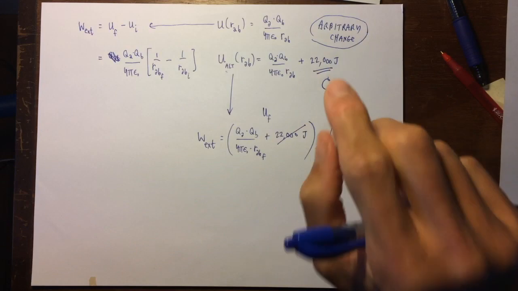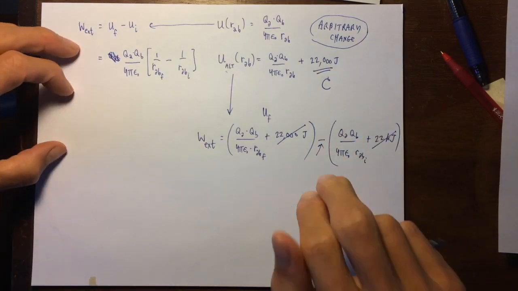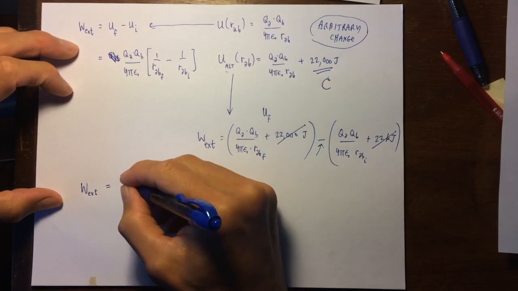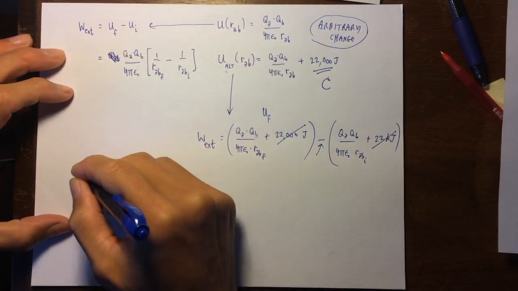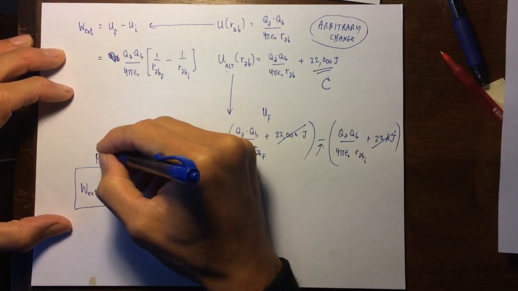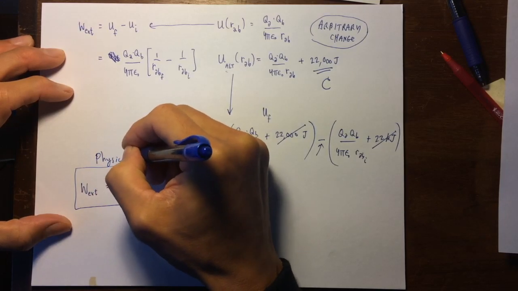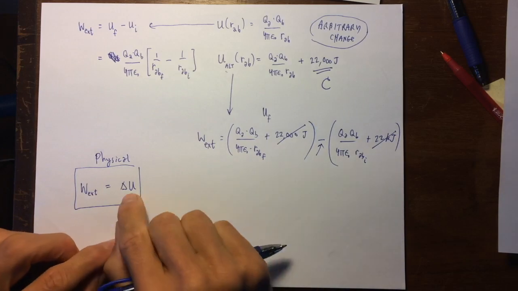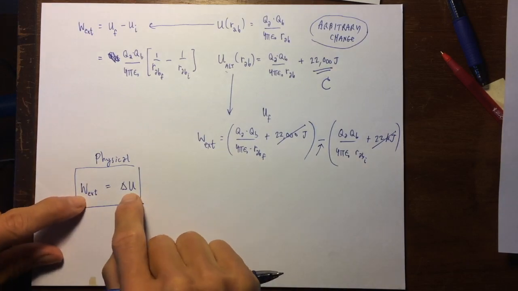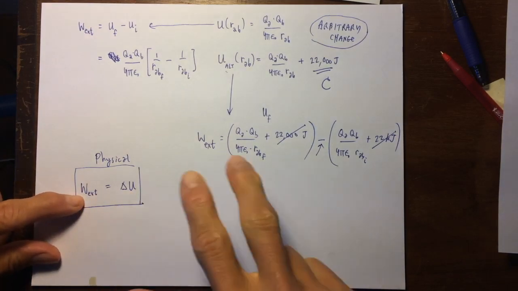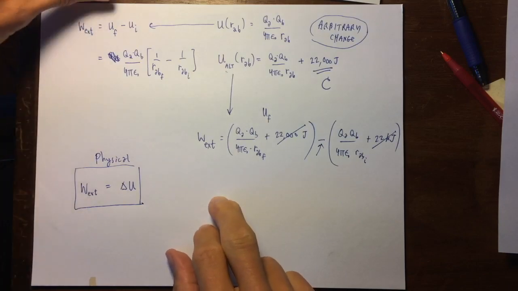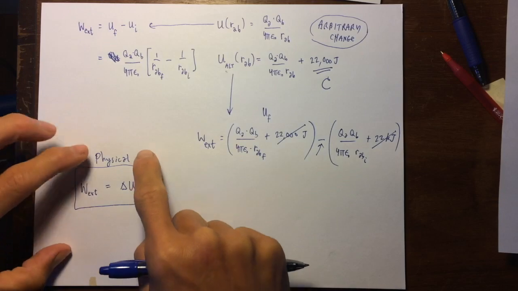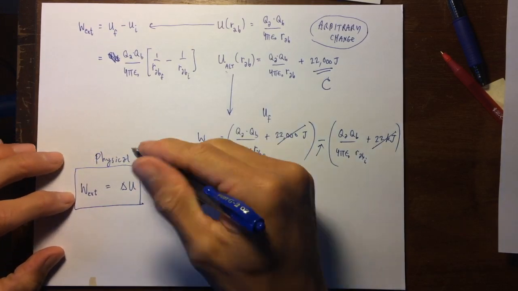So the thing I'm trying to show is this is physical, that the change in potential energy matches the external work in this particular thought experiment, with all the caveats about what happens to kinetic energy. So this is the physical conclusion.